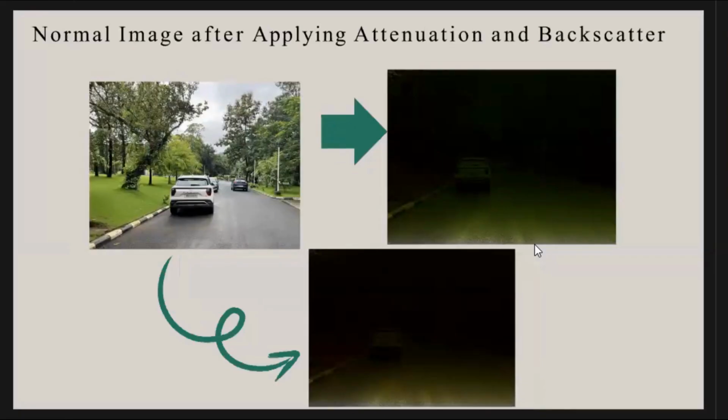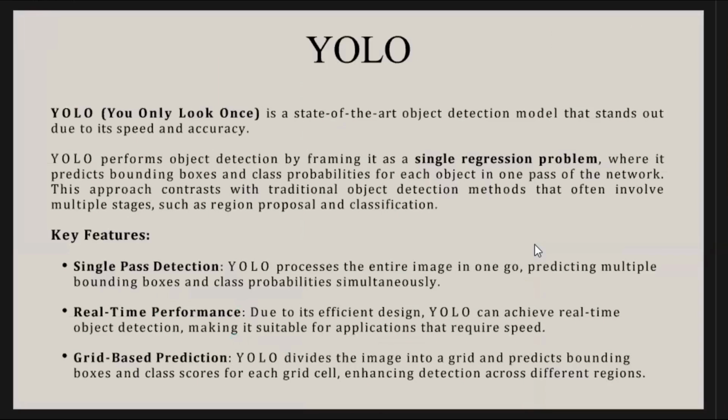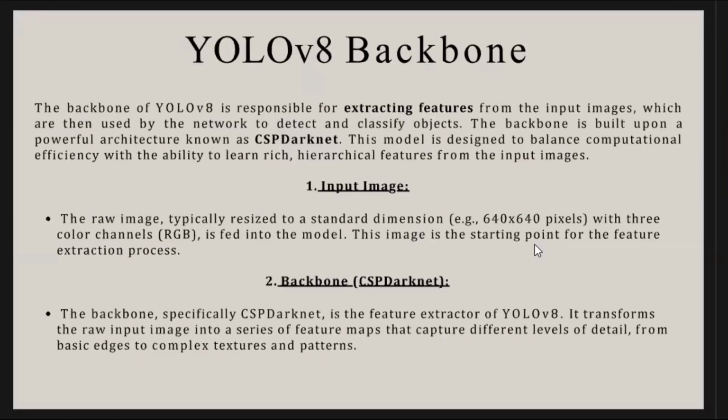So after the dataset was ready, we trained the deep learning model, which we use in this is YOLO, You Only Look Once, a state-of-the-art object detection model that stands out due to its high speed and accuracy. It uses single pass detection. YOLO processes the entire image in one go and predicts multiple bounding boxes and class probabilities simultaneously. It uses grid-based prediction. YOLO divides the image into grids and predicts bounding boxes and class scores for each grid cell, enhancing detection across different regions. I'll discuss some of the YOLO V8 backbone.